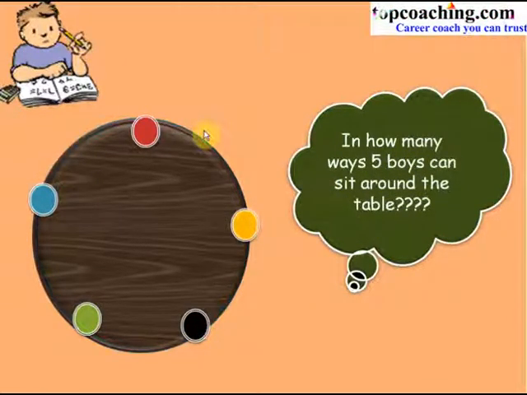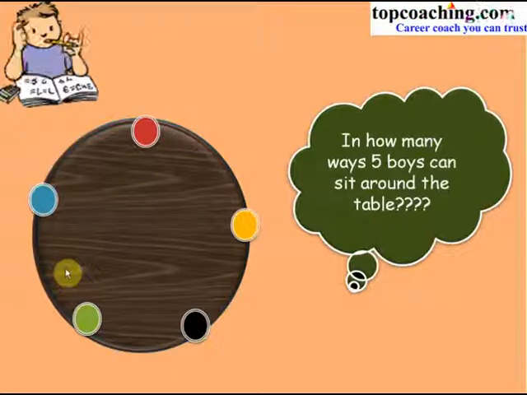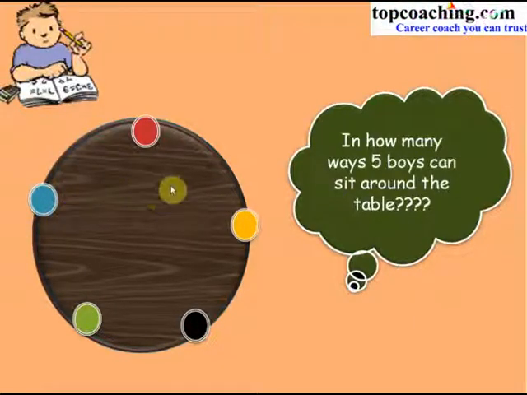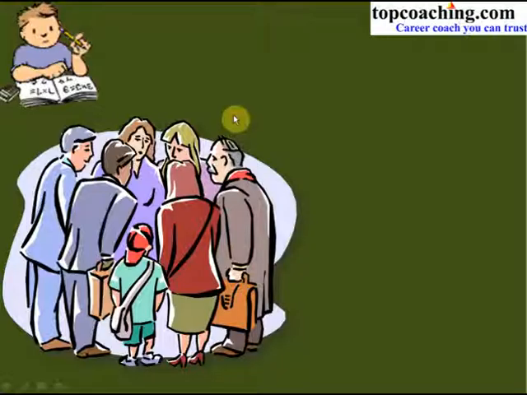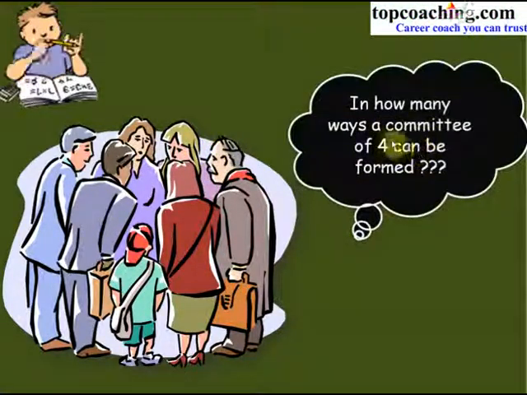So you see there are so many ways of arranging the boys around a table. But now how many such ways are possible? That's something we are going to study in this lecture as well. Let's take one more example. Let us say that we have a group of people. Now, can you tell me in how many ways can a committee of 4 people be formed from this group of people? So you see there are so many people.